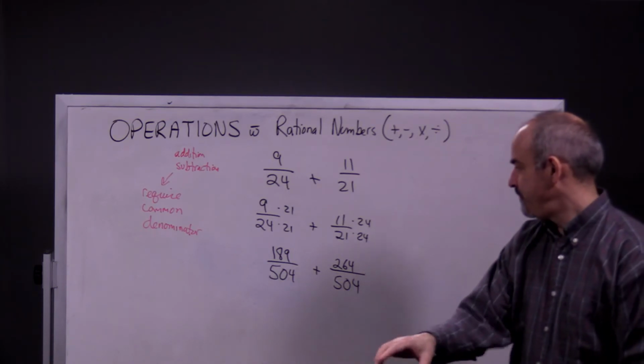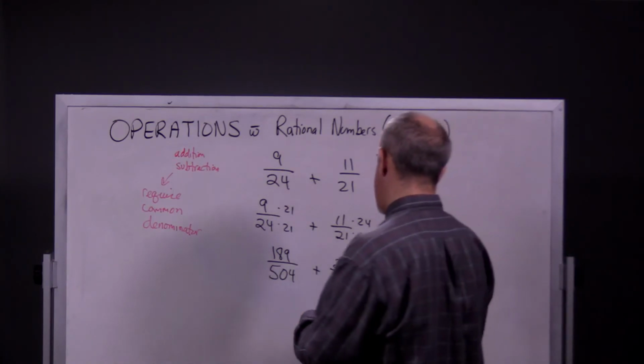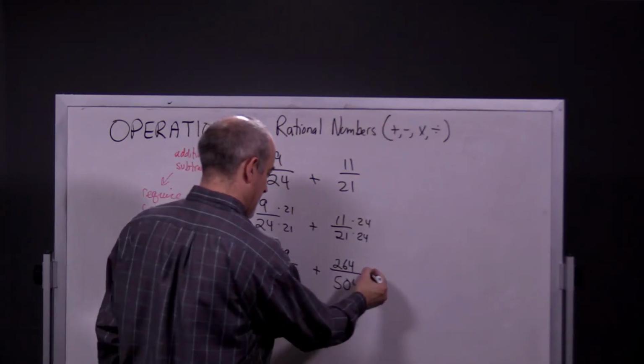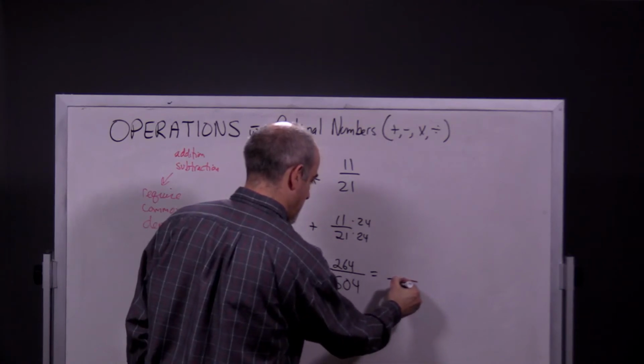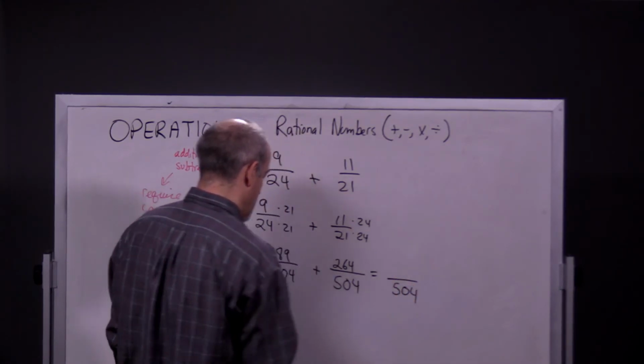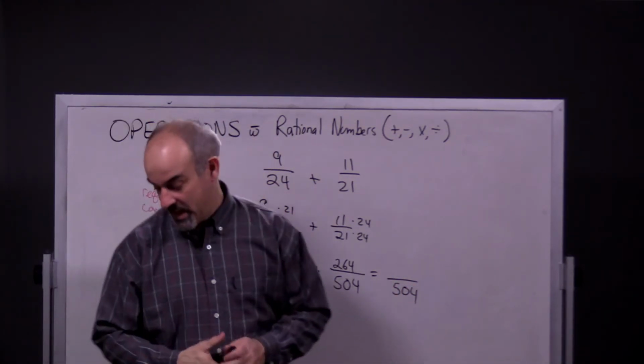Alright, so now you can add these two numbers together. Oh, I might need my calculator again. Well, I know the bottom is going to be 504. I should just get out my actual calculator.